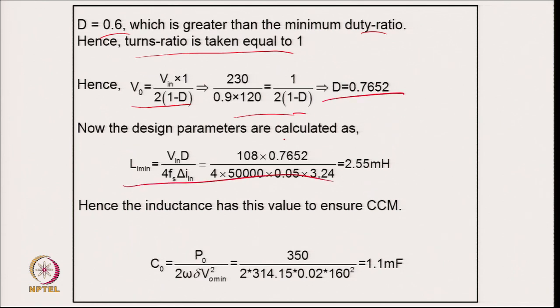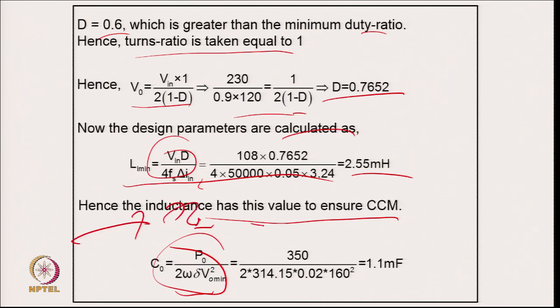0.7652, and the minimum inductance from this relation we get 2.5 millihenry, and the inductance has to be higher than this value to ensure CCM. And the output capacitor corresponding from this relation comes 1.1 millifarad.